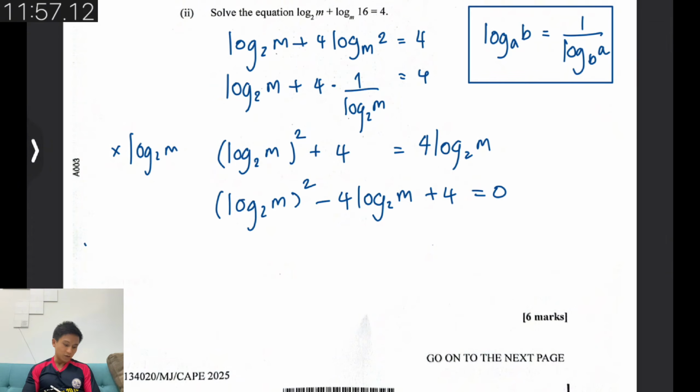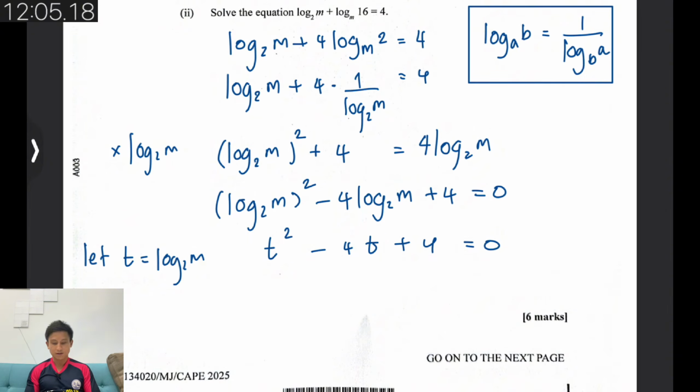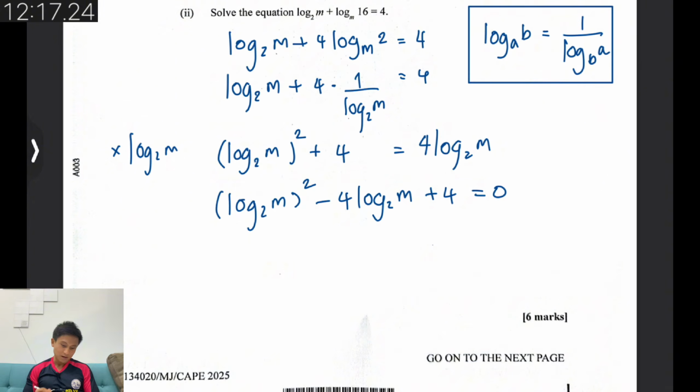It's up to you now. You can let t be log base 2 of m, and you're going to transform that equation to this, which is also fine. You can see that you can solve the quadratic equation now and get the answer for t, and hence get the answer for m. But I'm going to do it in a log way.